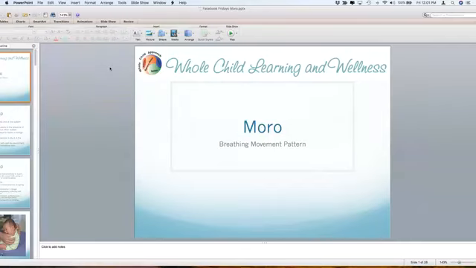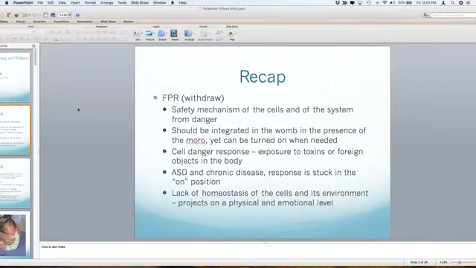So today we're going to continue our breathing movement pattern that we were talking about, and we're going to be focusing on the Moro. Just as a little recap, last week we talked about the withdraw pattern. So this is the fear paralysis, and if you haven't watched the video about fear paralysis, just scroll down. It's not that far down in the feed. It is a safety mechanism of the cells and of the system from danger.